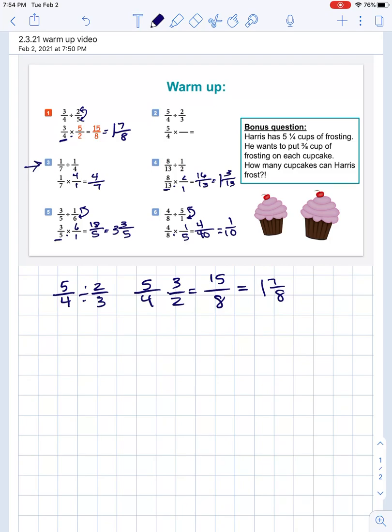Now, first of all, I can't wait till the day when my child can bake me cupcakes and frost them on his own. That day will be dope, but we're not there yet. So let's just roll with this hypothetical situation.